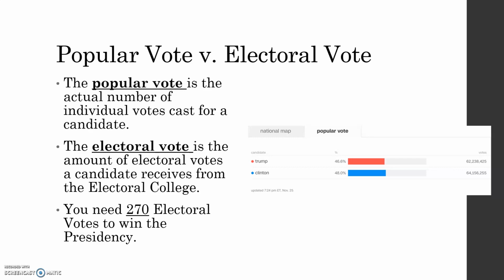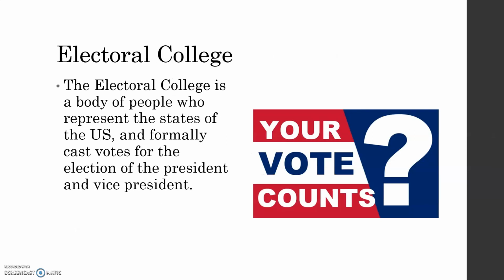Well, that's the whole point of the Electoral College. They're a body of people who represent the states of the U.S. and formally cast their votes, known as electoral votes, for President of the United States. They vote based upon how you vote. So there are 29 electoral votes in Florida. They will vote for whoever gets the most votes in Florida. So in the case of the 2016 election, President Trump got the most votes in Florida, so he got 29 votes.